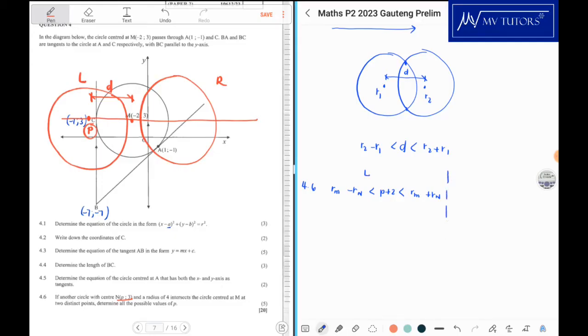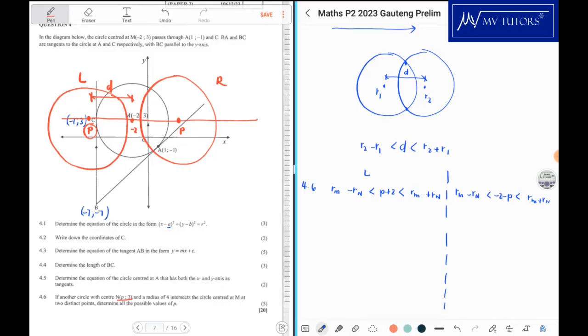Now what happens if we have the circle to the right? Same scenario: the radius of m minus the radius of n, in between d. And what is d this time? Here we have our minus 2 and here we have p. So I'm just going to say minus 2 minus p, and we have the radius of m plus the radius of n.